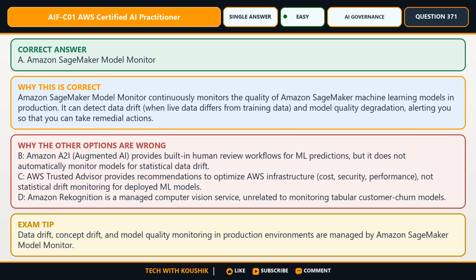B. Amazon A2I, Augmented AI, provides built-in human review workflows for ML predictions, but it does not automatically monitor models for statistical data drift. C. AWS Trusted Advisor provides recommendations to optimize AWS infrastructure, cost, security, performance, not statistical drift monitoring for deployed ML models. D. Amazon Rekognition is a managed computer vision service, unrelated to monitoring tabular customer churn models. Remember this decision rule. Data drift, concept drift, and model quality monitoring in production environments are managed by Amazon SageMaker Model Monitor.